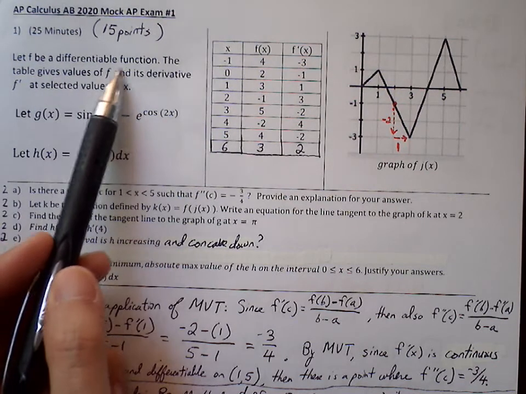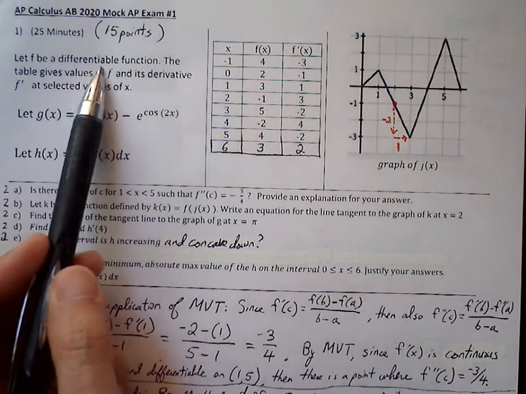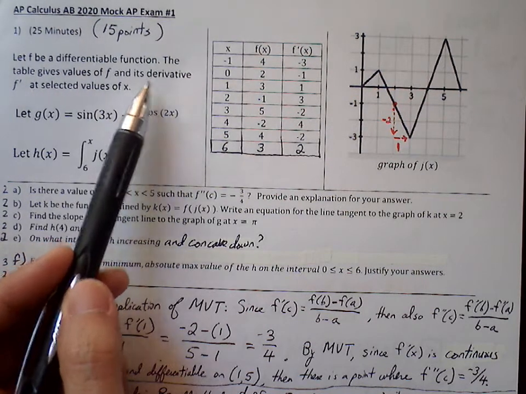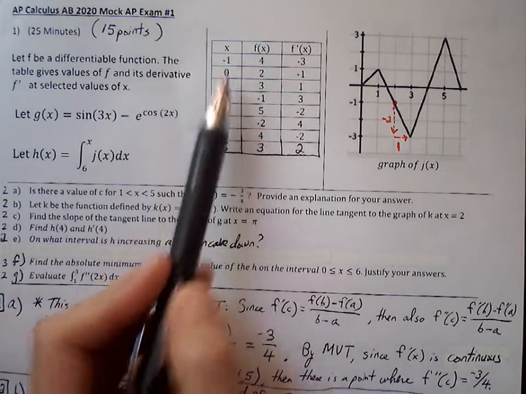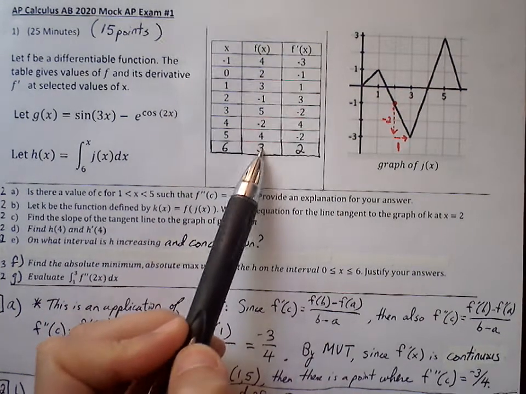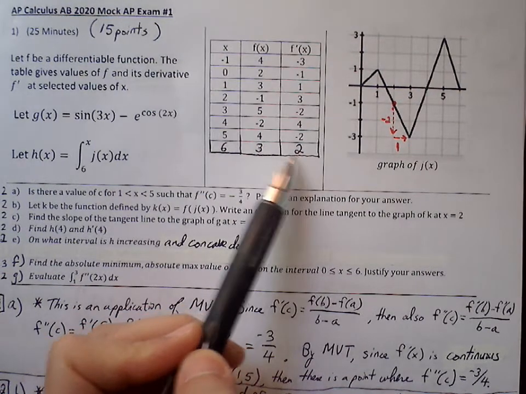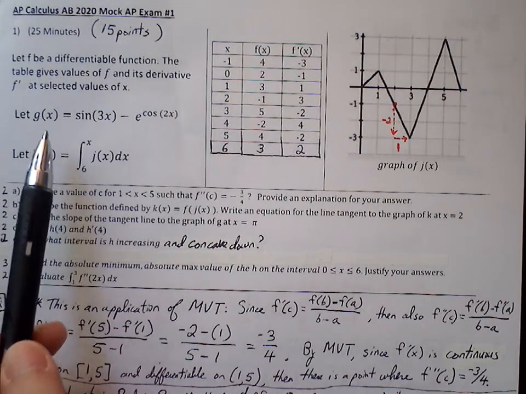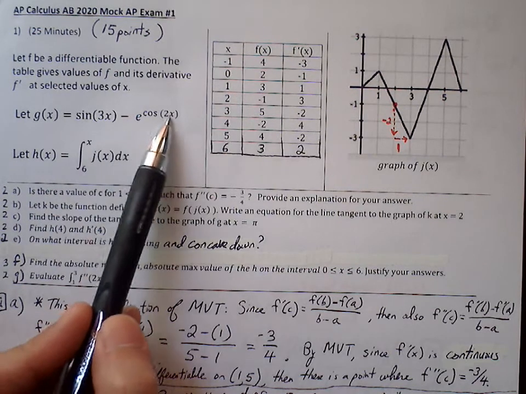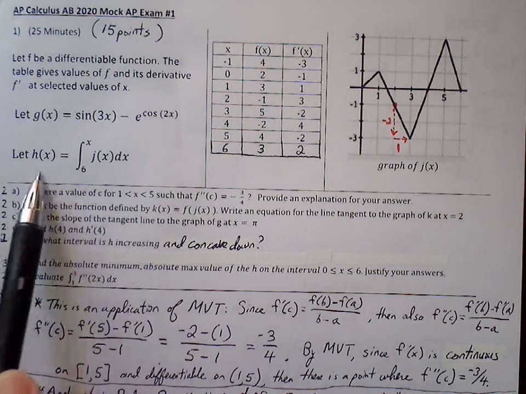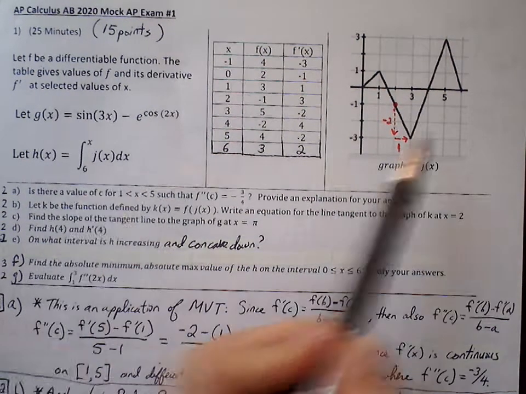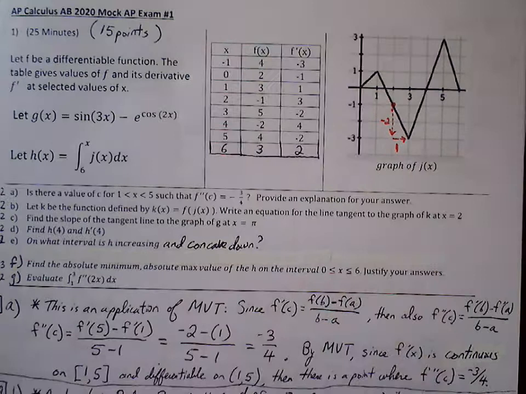Let f be a differentiable function, so smooth curve, no sharp turns. The table gives values of f and its derivative. So we have our function for f of x, order pair, as well as the slope at each of their points. We have a different function, g of x, that's defined as sine of 3x minus e to the cosine 2x. Another function, h of x, being the integral from 6 to x of j of x, and this is referring to this right here.